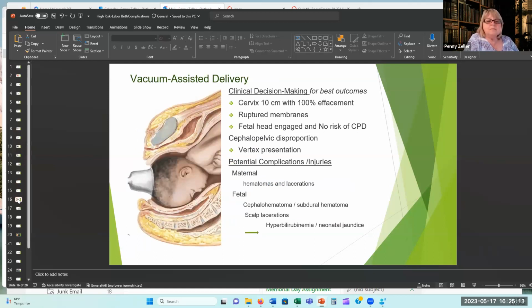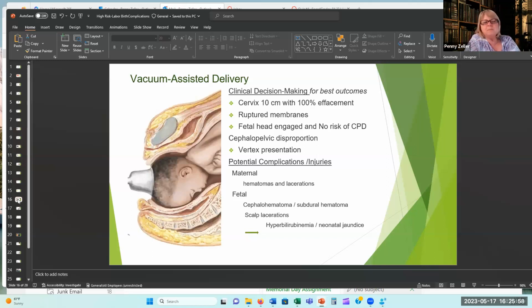It's reasonable that the amniotic membrane sac needs to be broken. If the sac's not broken yet, you can't do this. If she's not fully dilated, or fully effaced, you can't do this. Okay. We know for sure that the head is going to fit through the structures, so there's no risk of CPD. And of course, vertex presentation. In other words, what is presenting through the vagina is the vertex of the head and not the face.